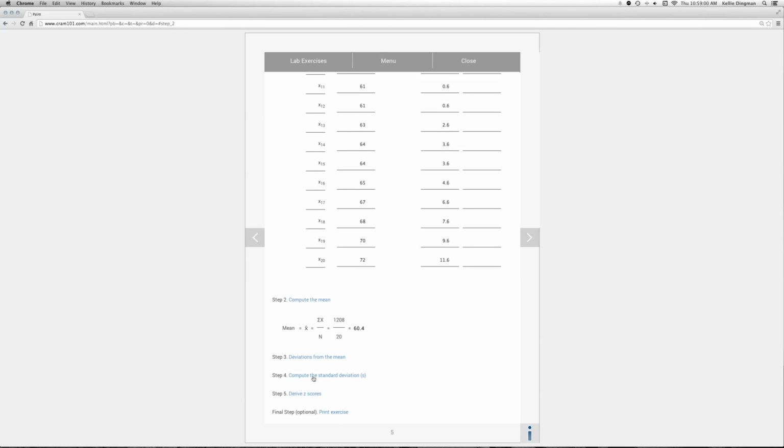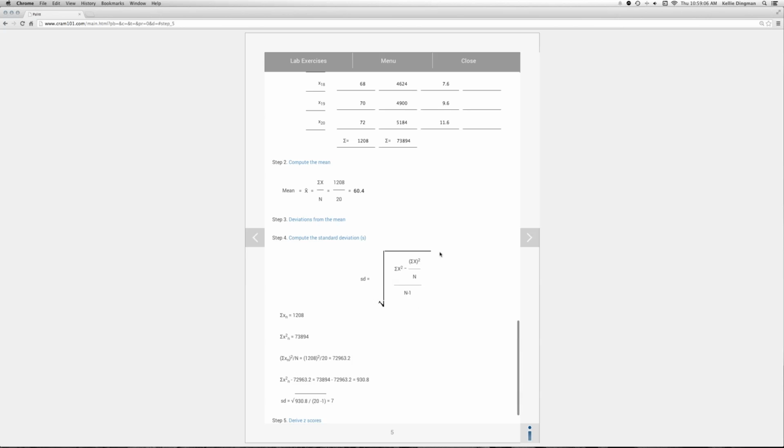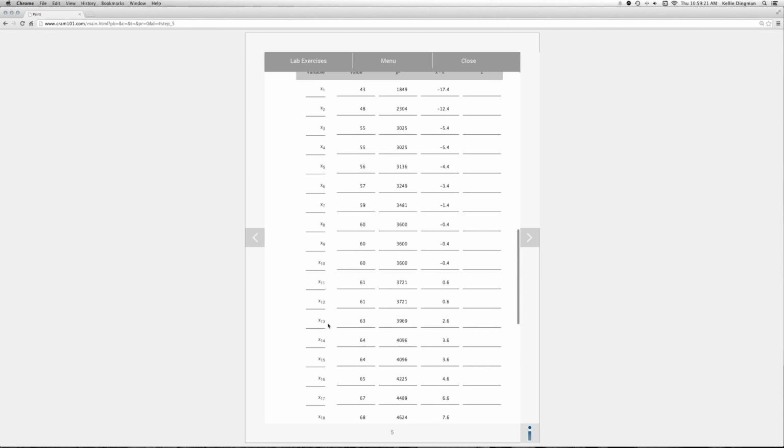The next step would be to compute the standard deviation itself. All right, so here's our formula for standard deviation. I'm going to dissect that and solve the various parts. We already have the first value, which is the sum of the scores, and the distribution was 1208. We then need to get the sum of each score squared. So we'll go back up to our table.